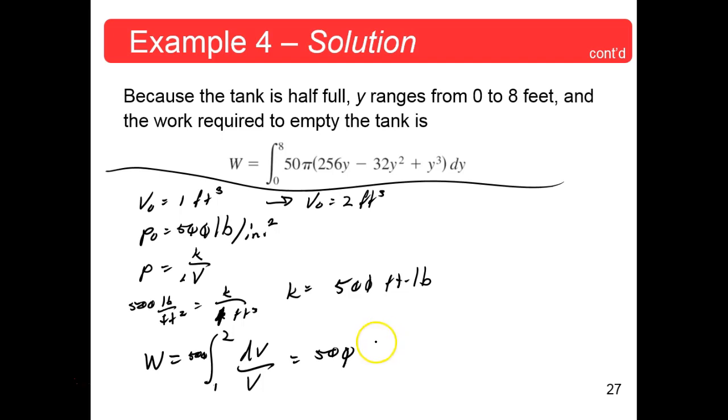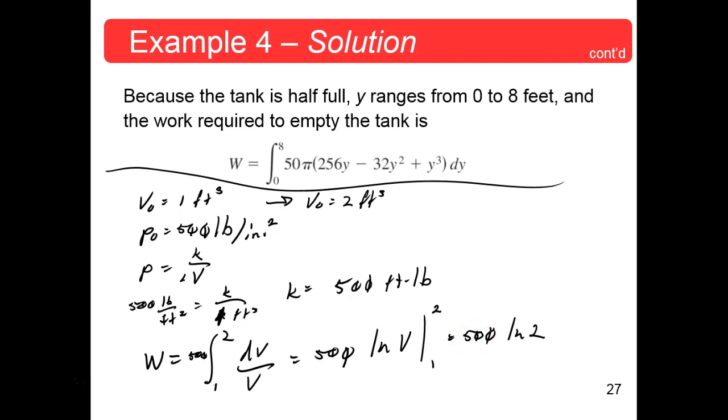So it's 500 times the natural log of V, okay? And that's going from 1 cubic foot to 2 cubic feet. So this will be 500, and it's just going to be log of 2, and you tell me what log of 1 is. 0, okay, so there's your answer there.